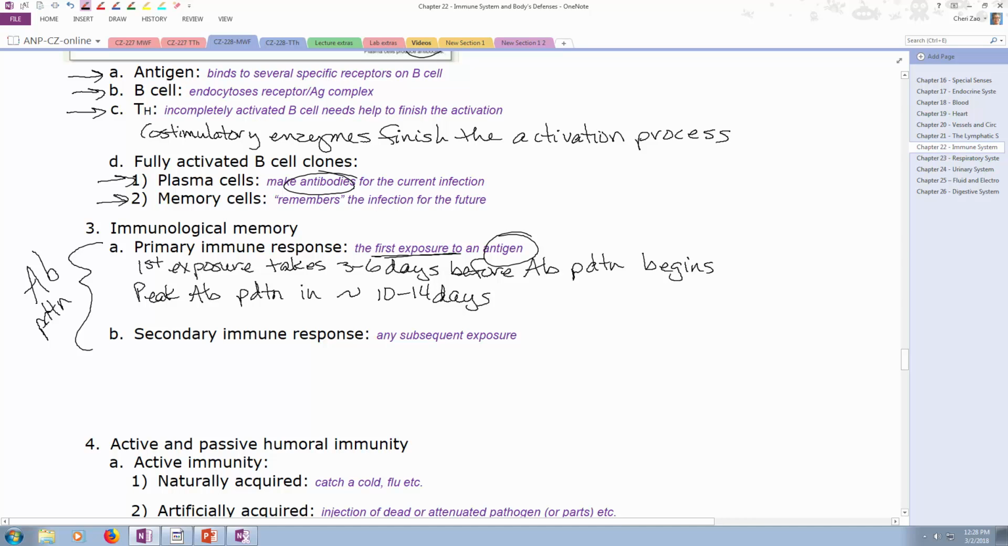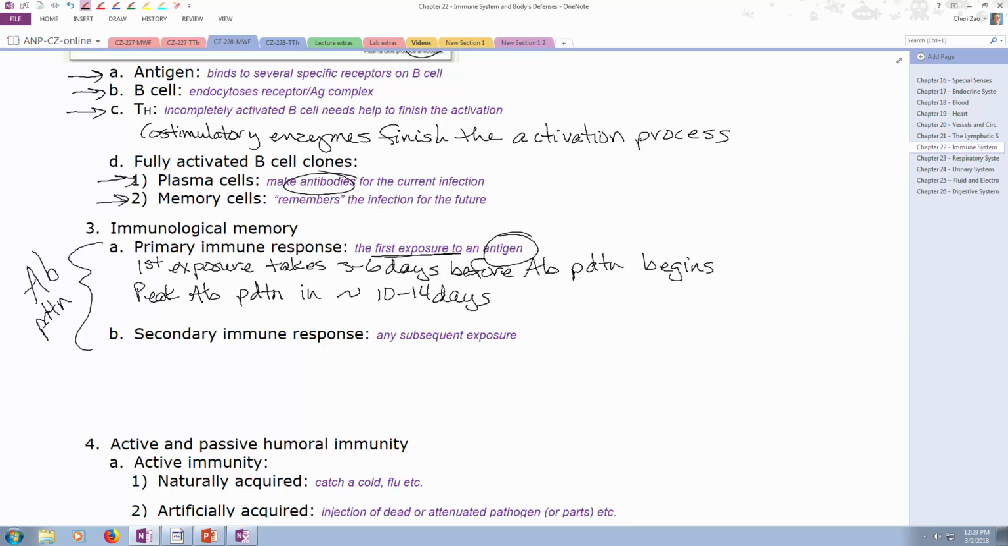So going from naive to fully activated, it'll be 3 to 6 days, depending upon the individual, before any antibodies are actually being produced and released. And these antibodies are real important. We're going to talk about that in just a moment. Then it takes 10 to 14 days for peak antibody production to occur. So a little bit in 3 to 6, and we'll get our peak production in 10 to 14 days.